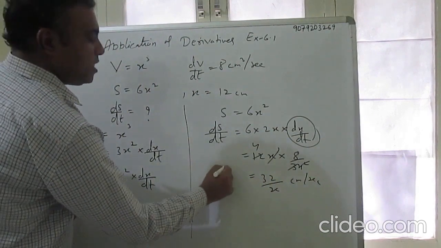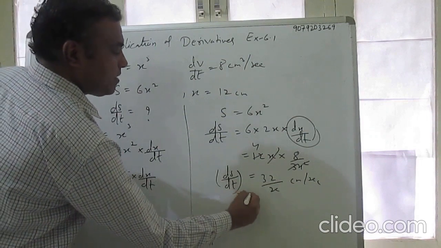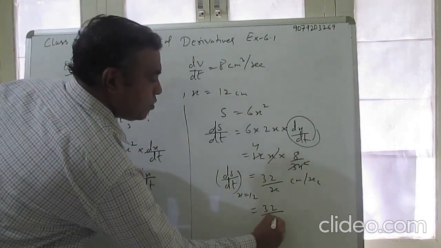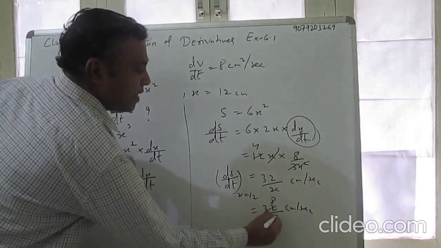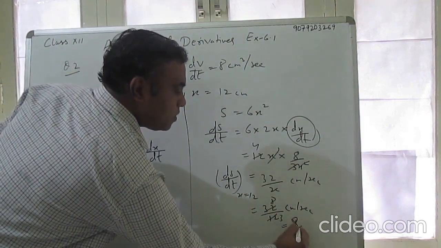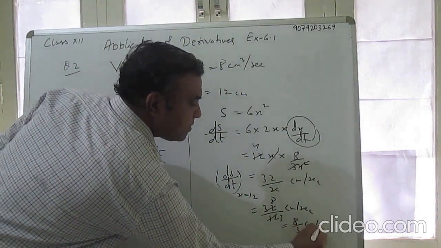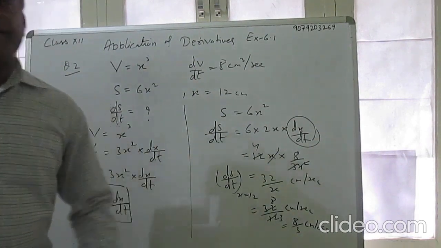Now ds by dt, at what value do we have to calculate? At x is equal to 12. So put the value: 32 upon 12 centimeter per second. Cut with 4. 4 8s are, 4 3s are. So it is 8 upon 3 centimeter per second. Rate of change of surface area with respect to time is 8 upon 3 centimeter per second.